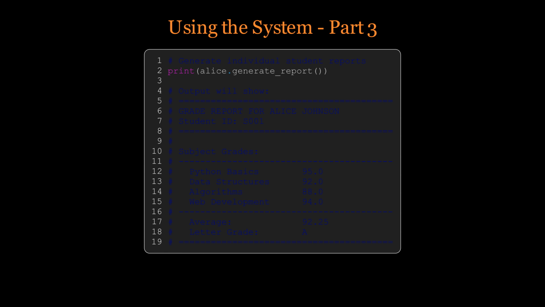The calculated average of 92.25. And her letter grade of A. The equal signs and dashes create visual sections that make the report easy to read. This is professional output suitable for printing or sending to parents. Each student can generate their own custom report with all their specific data.